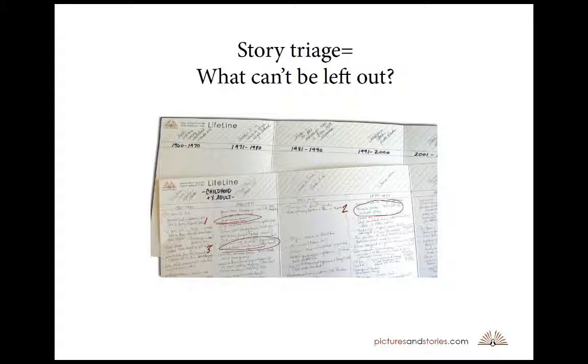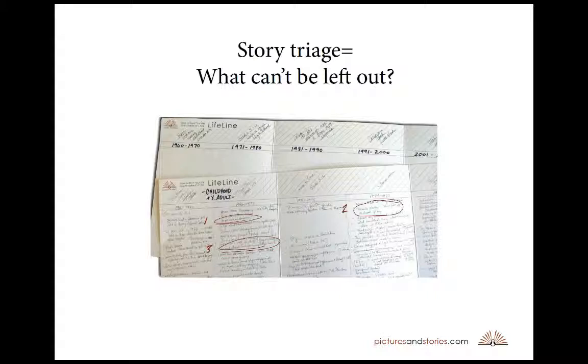But just for you to be able to identify, to go through your timeline and start circling things that you say, okay, this has got to be in my story, whether it's a story you're doing now or whether it's a story you're going to do later. But really start thinking about, what are the most important things that I want someone to know about me?